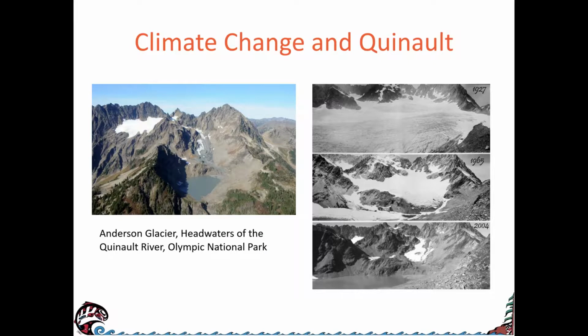So here you can see the recession of the Anderson Glacier at the headwaters of the Quinault River in the Olympic National Park over the last 100 years to the condition it is now on the left, which is, for all intents and purposes, gone. It's now a lake. Next.